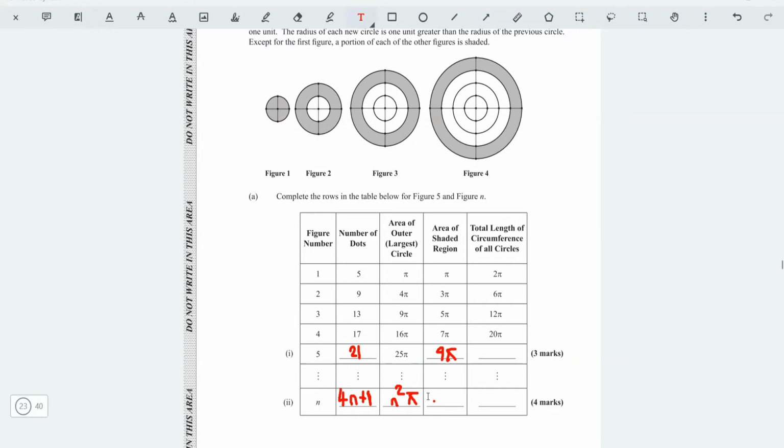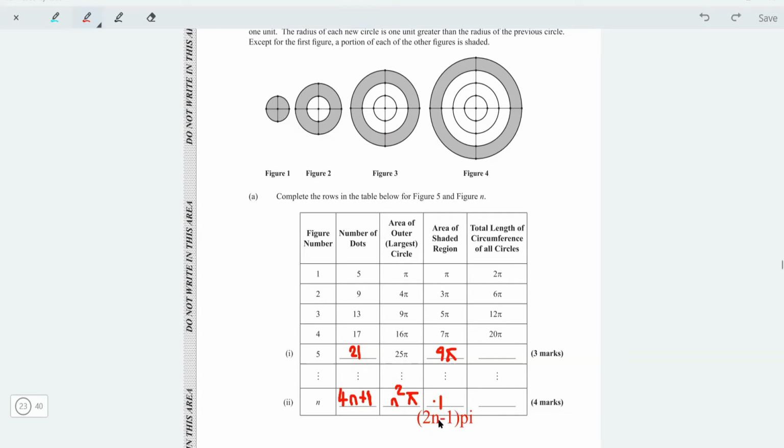In here, what I'm saying is it's going to be 2n minus 1. Put a bracket around it. It's still not going to fit. Multiply by pi. It still doesn't fit. So what I'll do is bring it outside here. This is supposed to be right here.